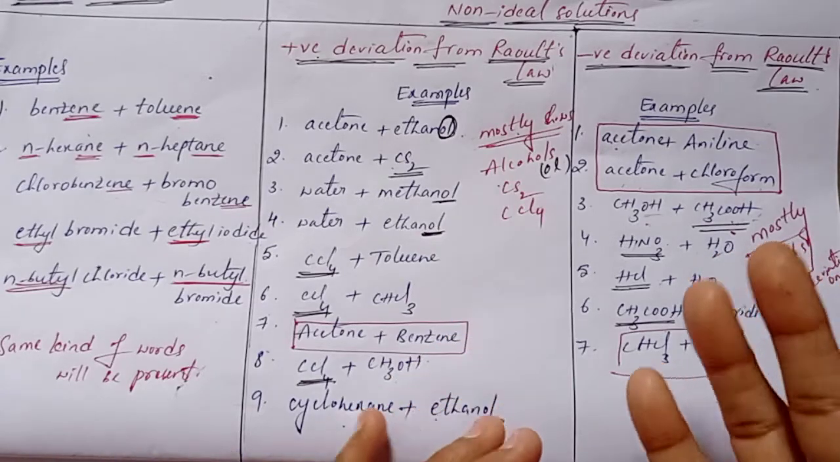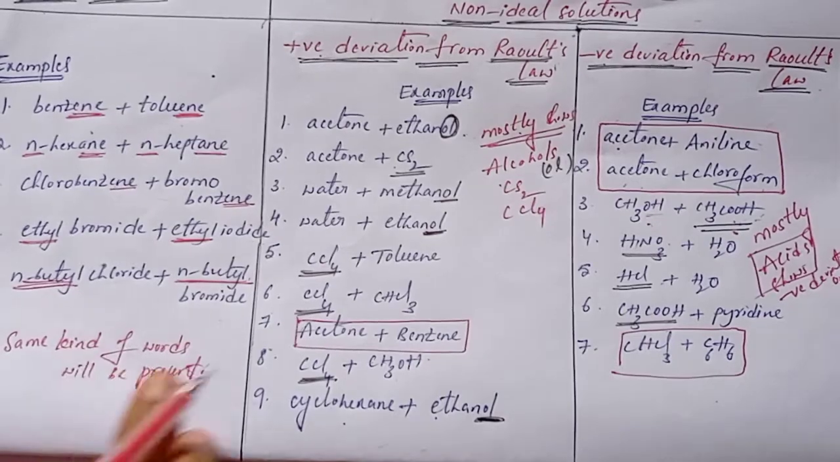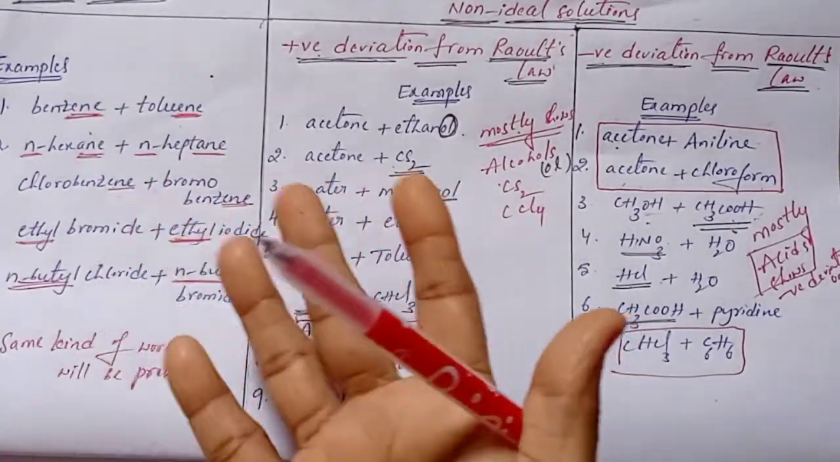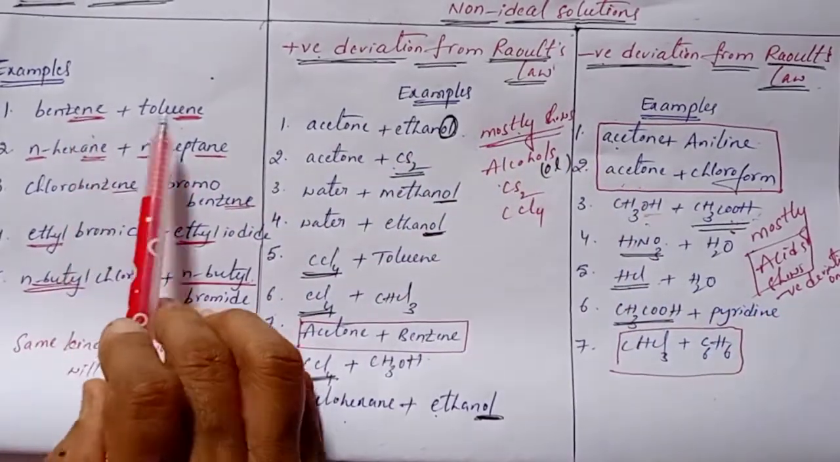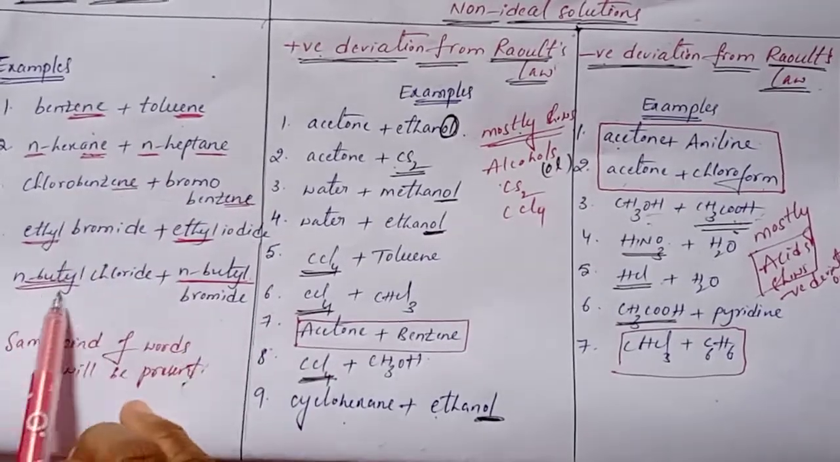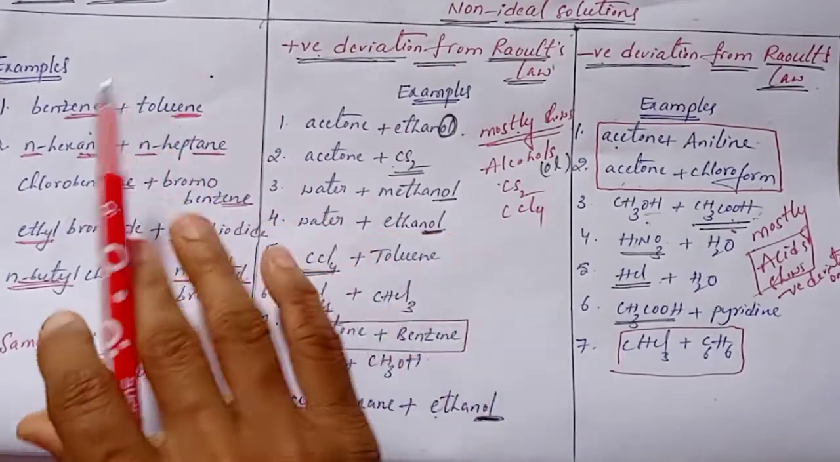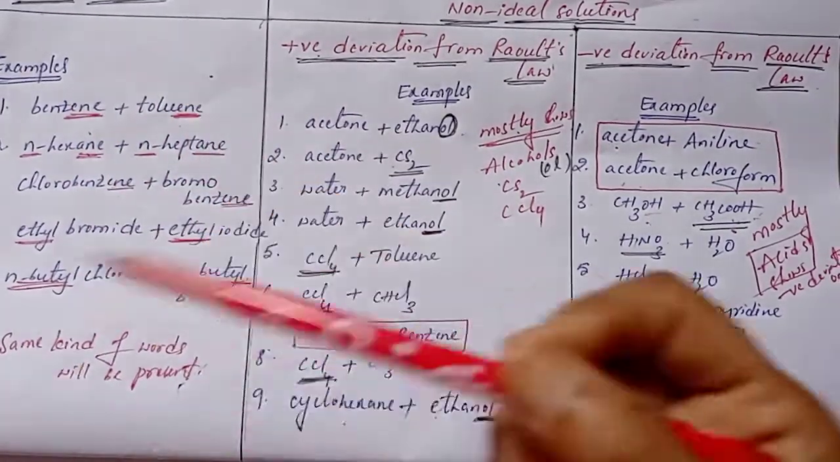What you have to remember students is that ideal solutions are mostly those where the same kind of words are present in the solutions. So that mixture is showing an ideal solution students. Here ethyl, butyl: same kind of words, or identical words, are there in the two components, so we can easily say those are ideal solution examples.